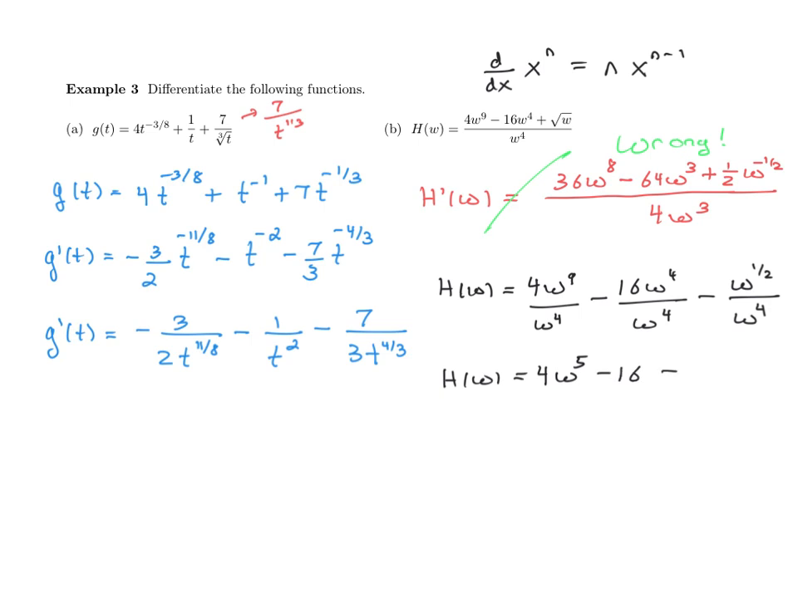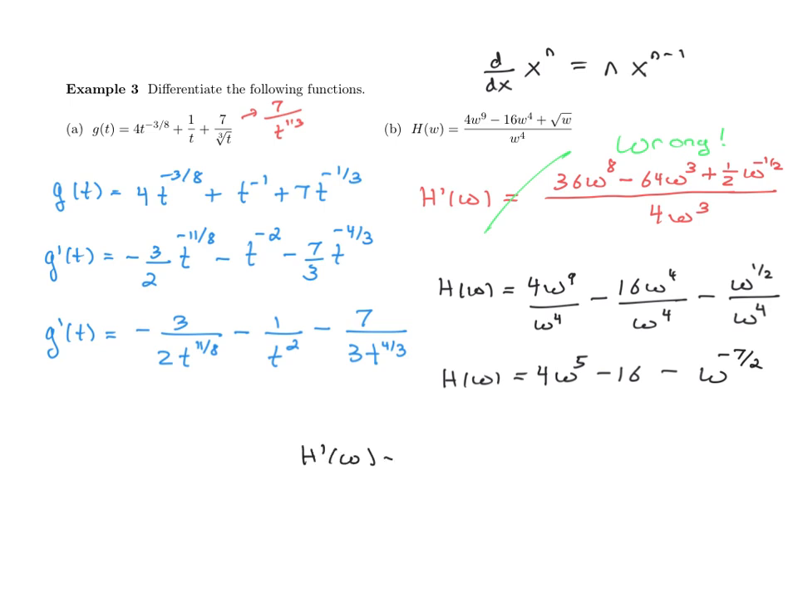And then for this last part, again, we have w's with exponents, meaning we can subtract those exponents. 1/2 minus 4 is, that's 1/2 minus 8 halves. That's negative 7 halves. We haven't taken a derivative yet, but it's now written in a way where we can take the derivative.